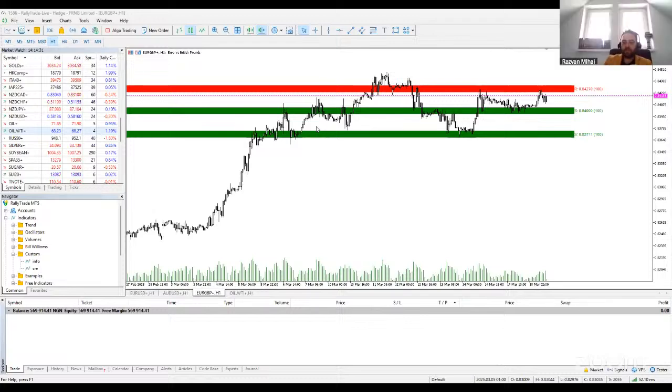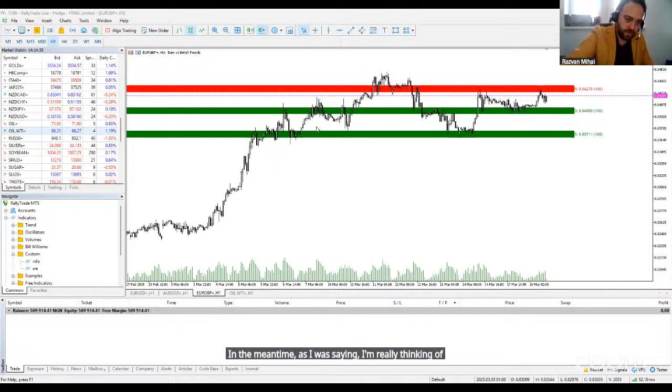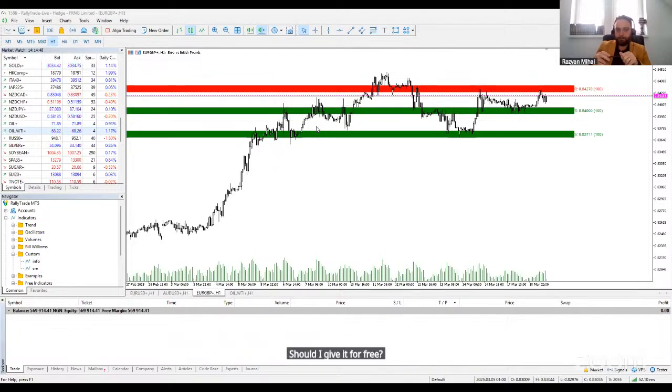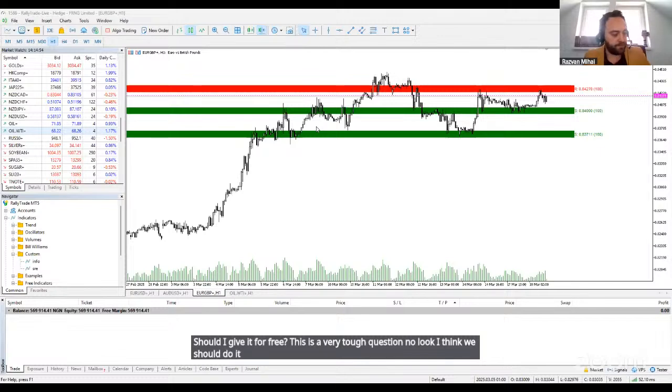In the meantime, as I was saying, I'm really thinking of giving you this indicator in order to help you. Do you think it's free? Should I give it for free? This is a very tough question. No, look, I think we should do it the following way.